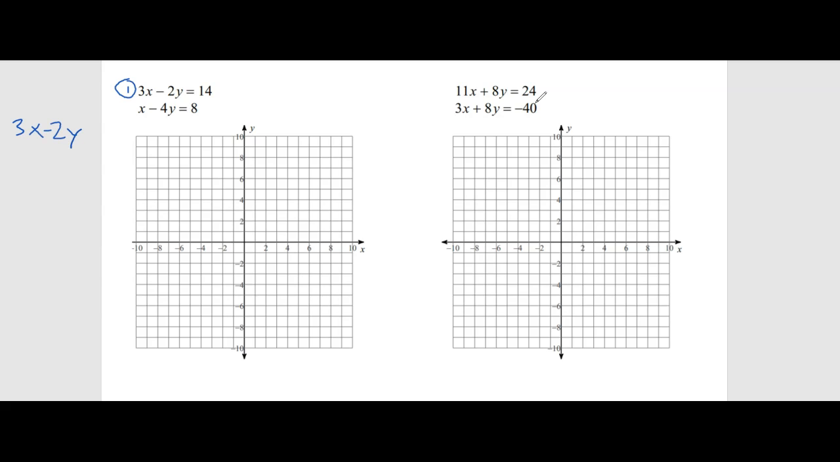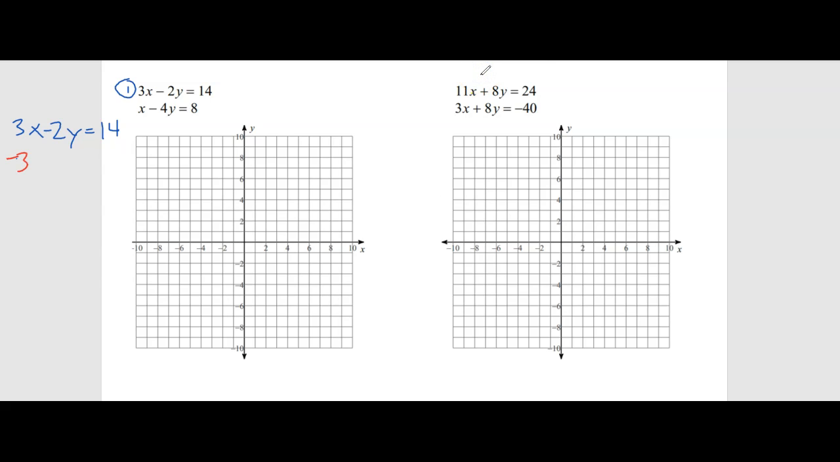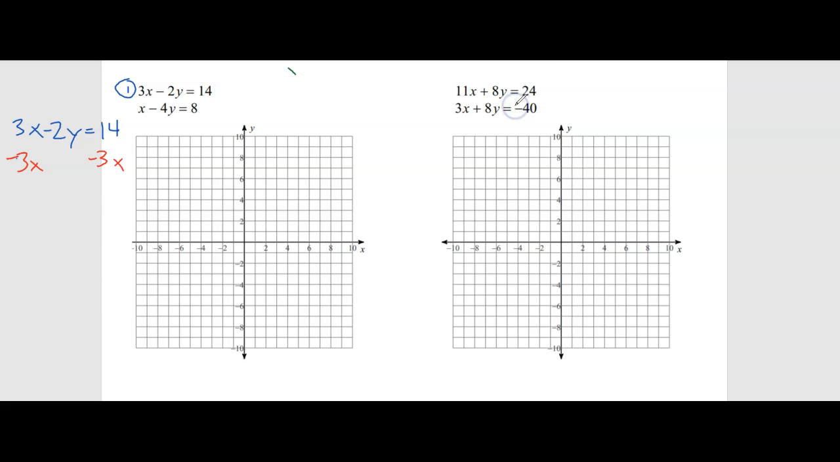3x minus 2y is equal to 14. I want to put this in slope-intercept form, so I'm going to subtract 3x from both sides. I want to make this look like y equals mx plus b, because that's very easy to graph. So then I get negative 2y is equal to negative 3x plus 14.